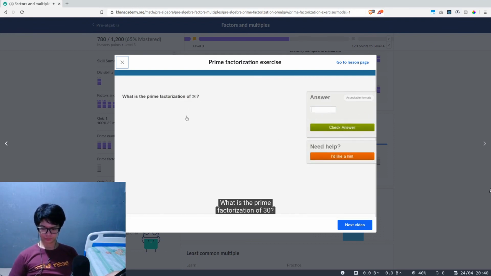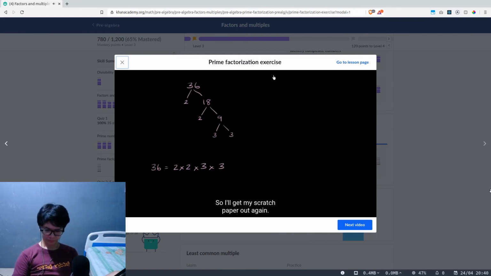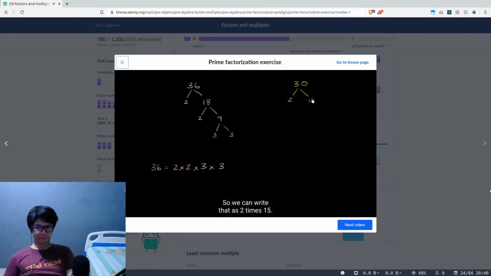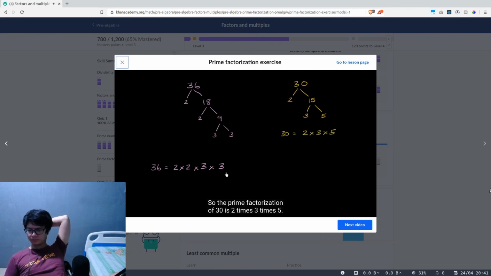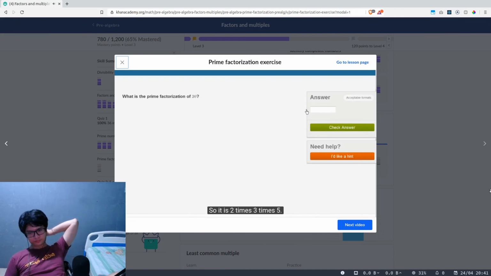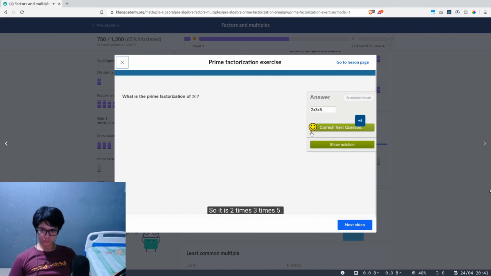What is the prime factorization of 30? So I'll get my scratch paper out again. So we'll do the same process. So 30, well, it's divisible by 2, so we can write that as 2 times 15. 15 isn't divisible by 2, but it is divisible by 3. It's the same thing as 3 times 5. And both 3 and 5 are prime numbers. They are only divisible by 1 and themselves. So the prime factorization of 30 is 2 times 3 times 5. Let's enter that in. So it is 2 times 3 times 5. Let's do one more of these.